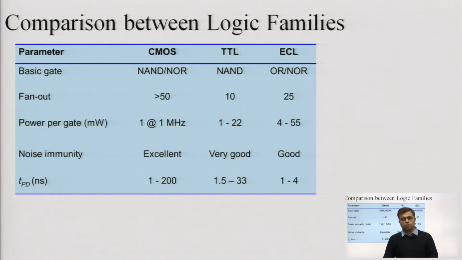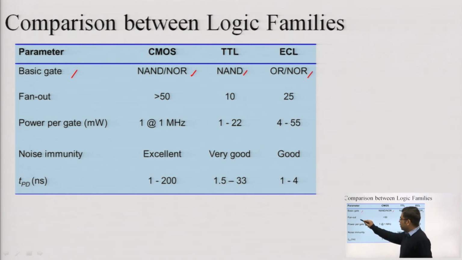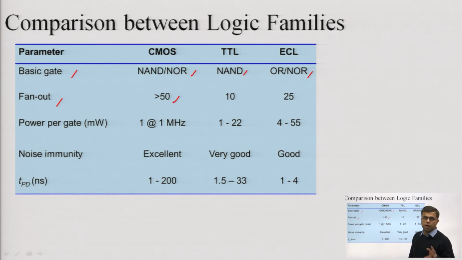Now we have covered all three families. Now, let us compare them very quickly. The basic gates offered by CMOS are NAND and NOR, TTL offers NAND, ECL offers OR and NOR. Fan out means the loading effect of the gate. The output of a CMOS gate can be connected to 50 more inputs, and similarly this is 10 for TTL and 25 for ECL. Power per gate is 1 milliwatt for CMOS, 1 to 22 milliwatts in TTL and 4 to 55 in ECL. So this is the highest power consumption and this is the lowest power consumption.